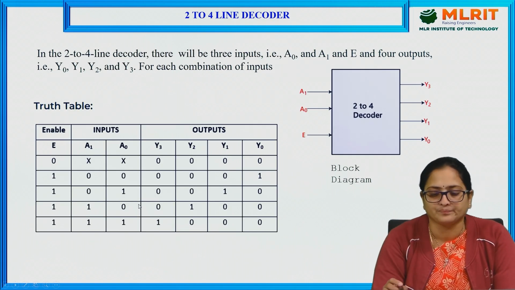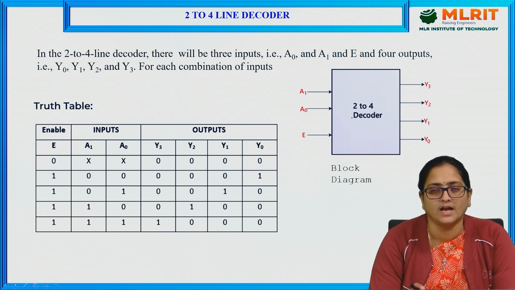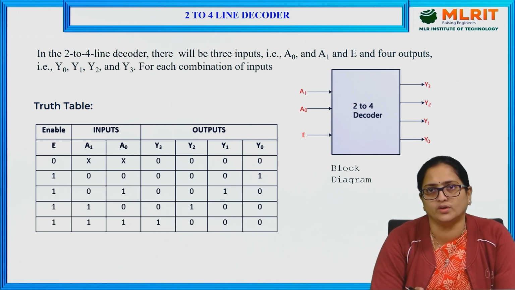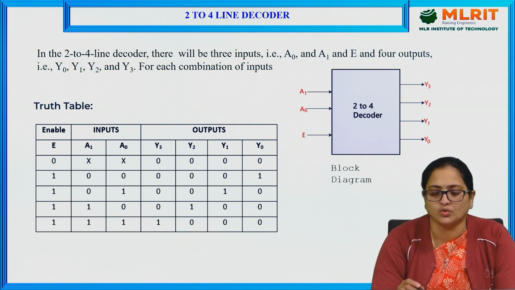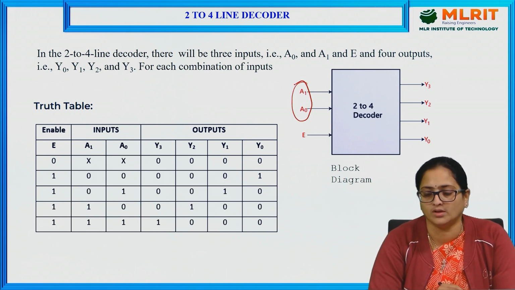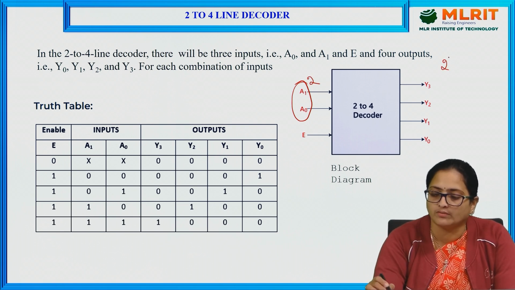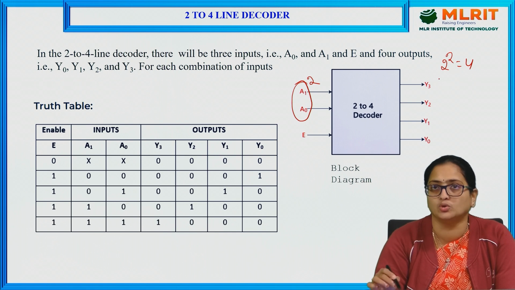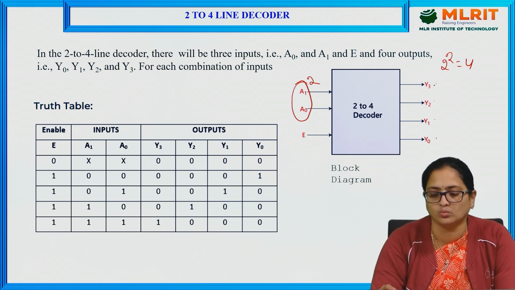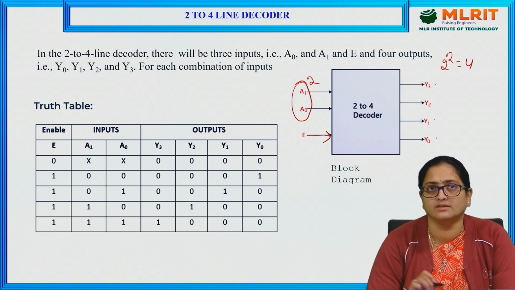Here, we will see the structure of 2 to 4 decoder and we will write a Verilog code for 2 to 4 decoder first. So, this 2 to 4 decoder will have 2 inputs, A0 and A1, and the outputs will be 2 power 2, that is 4 outputs, which are Y0, Y1, Y2, Y3, and the enable pin to enable the decoder.